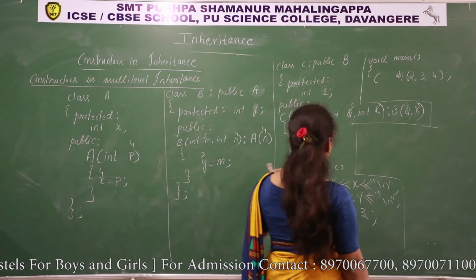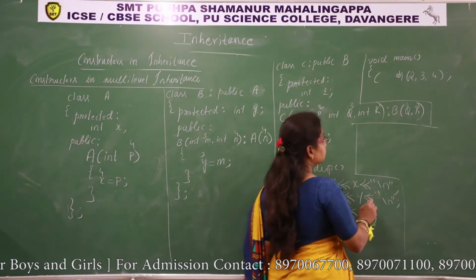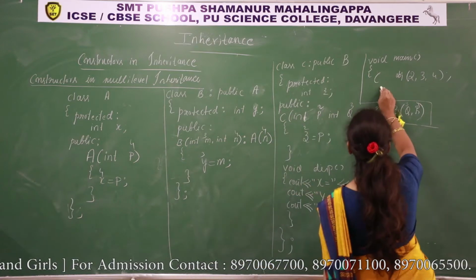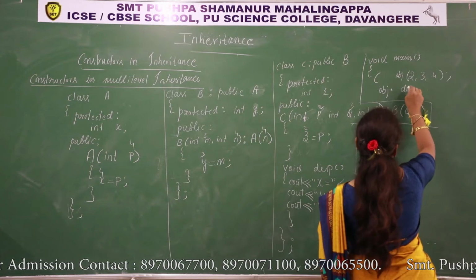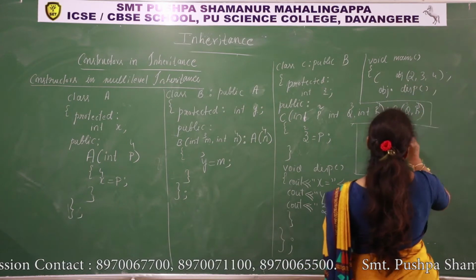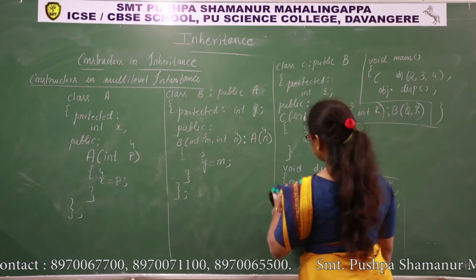What is there in X? 4. 4 will be displayed. So I must call the display function. Unless we call the function, it won't execute. Object dot display. Continuous semicolon. Then main function close.